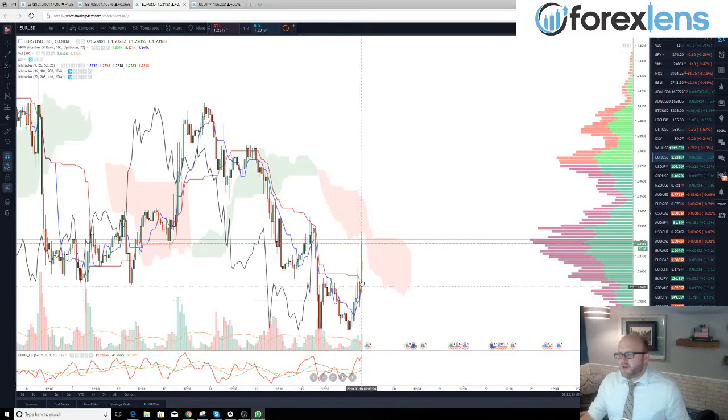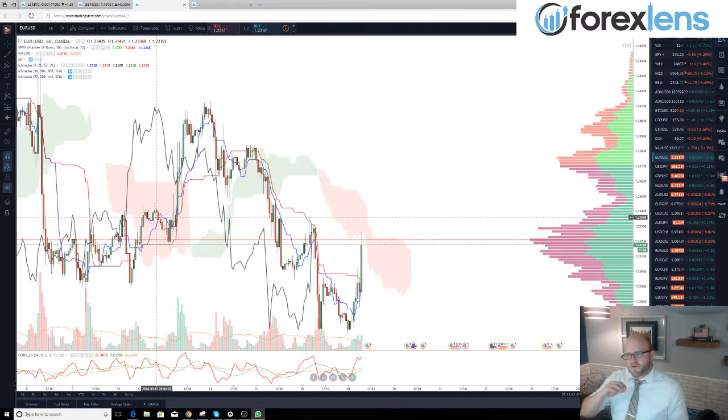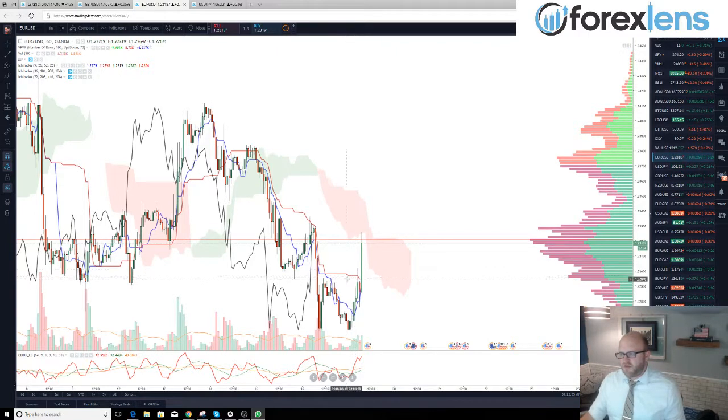Then we have two lines here. These are not regular moving averages where they take the close. This is an average of the high and the low over a set period. The blue line is the faster one, the conversion line, and the red line is called the baseline. Their real names are the Tenkan Sen and the Kijun Sen, but I think that confuses a lot of people.